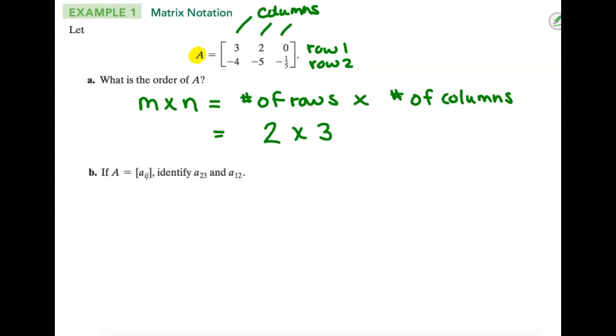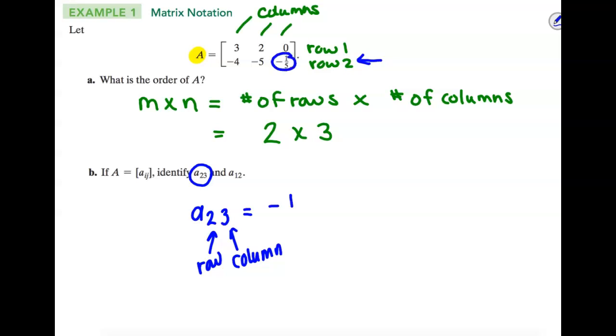All right. The other thing it says is identify the elements of A 2 3. What does that represent? So this is the row, and this is the column at which the element A 2 3 is. So you're going to go to the second row, right here, and the third column. So what is that element? It's negative 1/5.